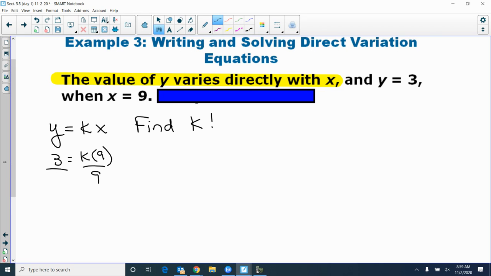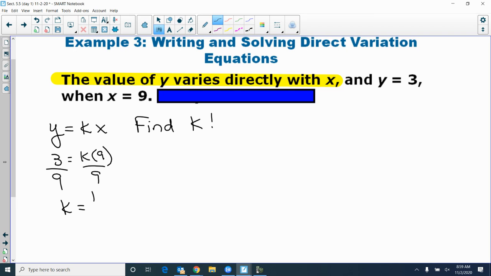All right, now when you divide by 9, I can write k equals 3/9. It's going to give you a decimal. I don't want to use a rounded off decimal, so you're going to have to just reduce that. What is 3/9 reduced to? Great. 1/3. It's going to reduce to 1/3. So keep it as 1/3.